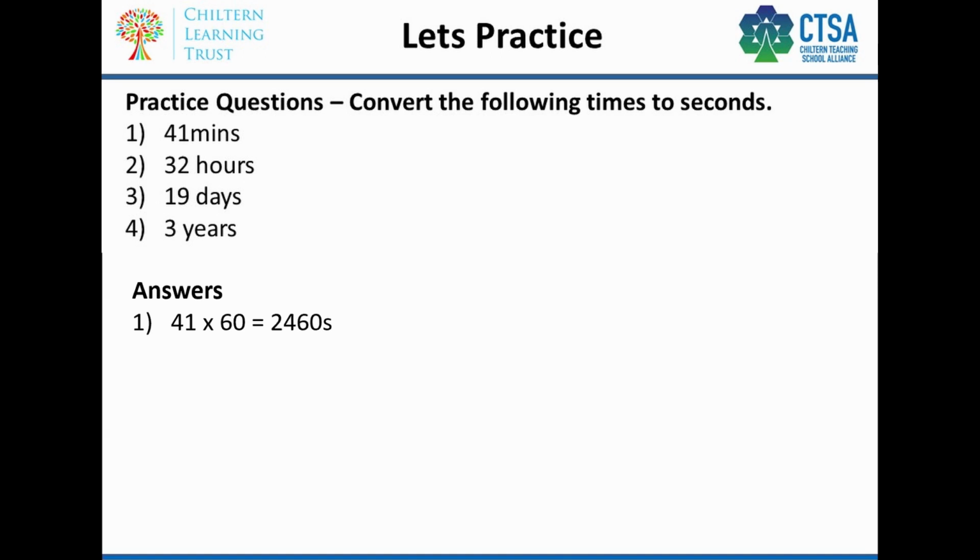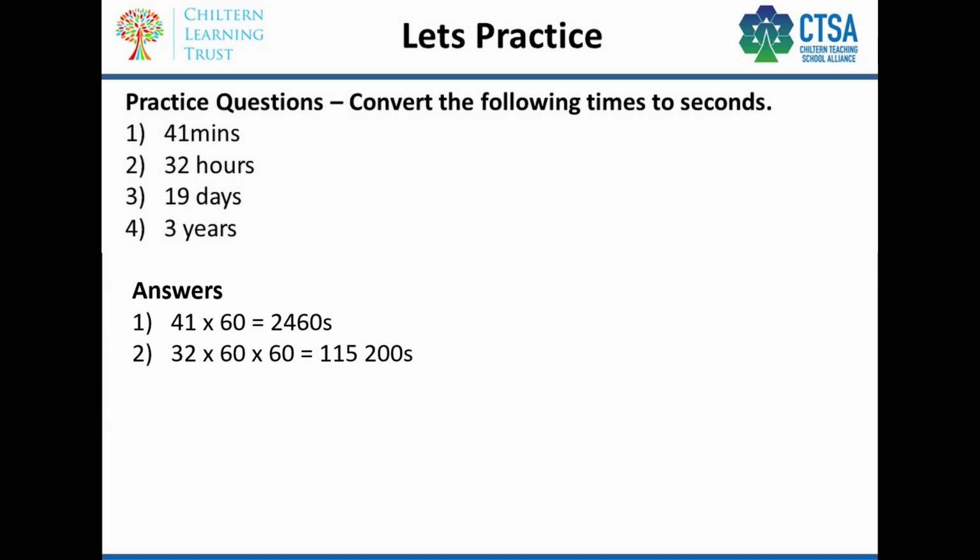Then if we're converting 32 hours into seconds, well, we know that there are 60 minutes in an hour and 60 seconds in a minute, so we need to times it by 60 and times it by 60 again. And some teachers are often tempted to teach students that to convert from hours to seconds, you just times by 3,600, which is what 60 times 60 is. And it's fine to do that.